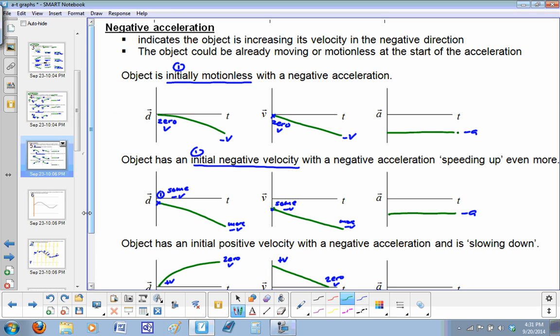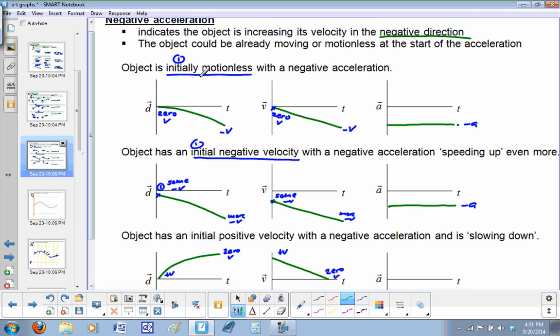Okay, what happens when we've got a negative acceleration? Well, negative acceleration basically means you're getting larger in the negative side of things. So I can have an object initially motionless with a negative acceleration, so I'm not moving. The graph gets steeper and steeper towards the negative here in the position. Velocity, my velocity gets more and more towards the negative at a constant rate. And my acceleration here is nice horizontal, negative. Again, that's because the slope of the velocity graph is nice and constant.